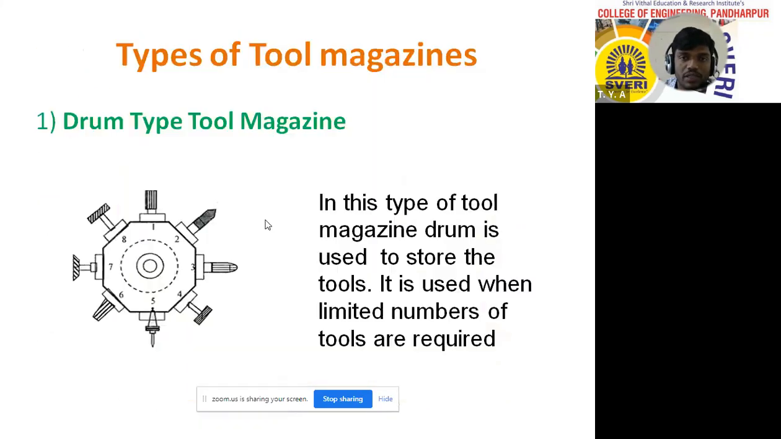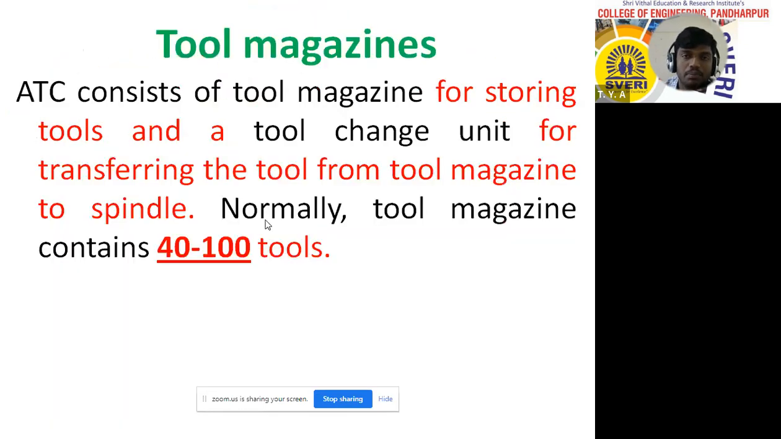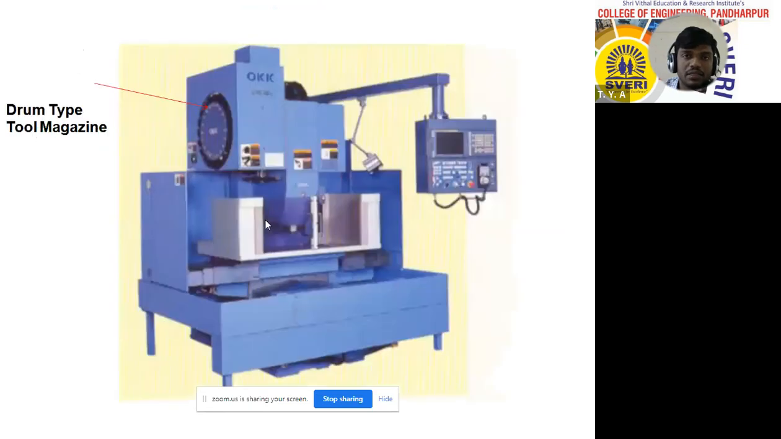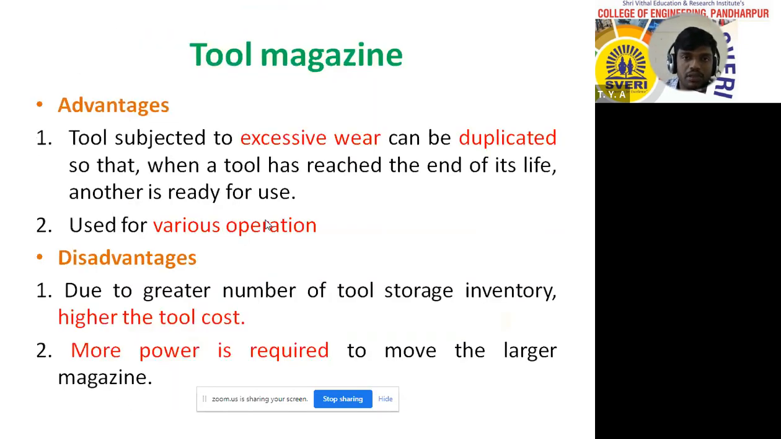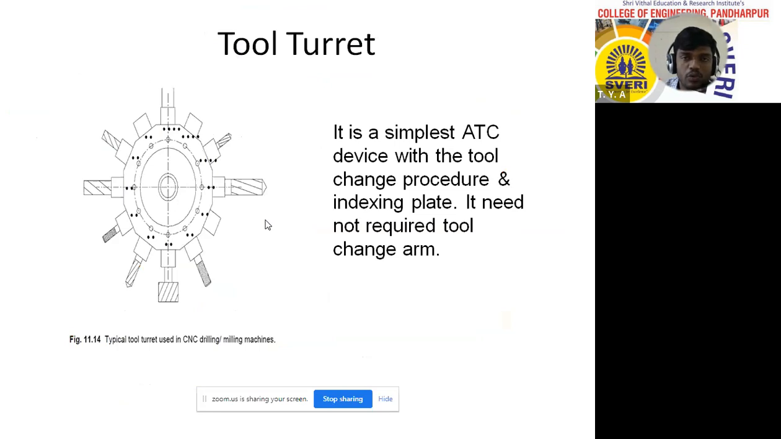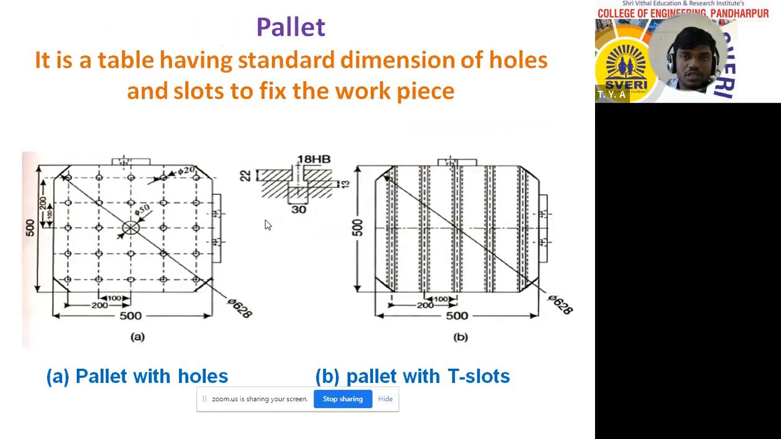first an important point, that is the tool holder. Okay, so tool holder, what is the benefit, then adapter, then magazine, type of the magazine for small scale drum, large scale chain type, then tool turret, the removal of the armor, there is no requirement of the armor. Okay, and the automatic tool changer and palette.